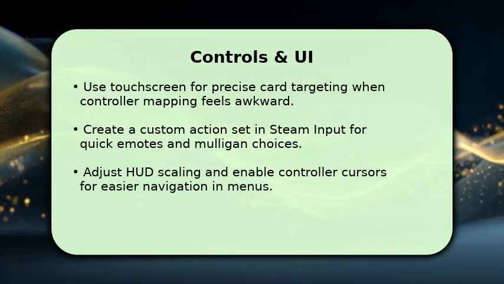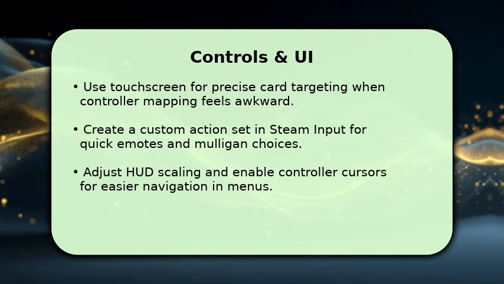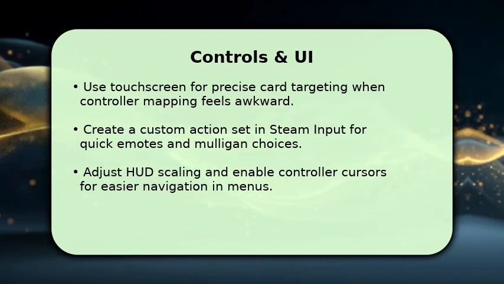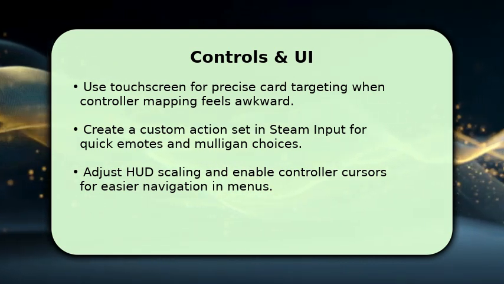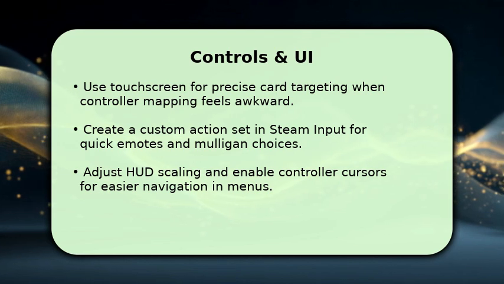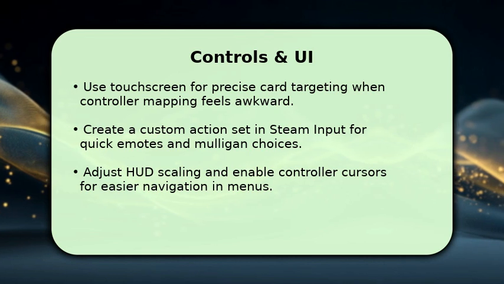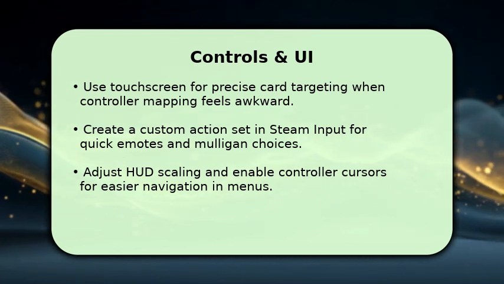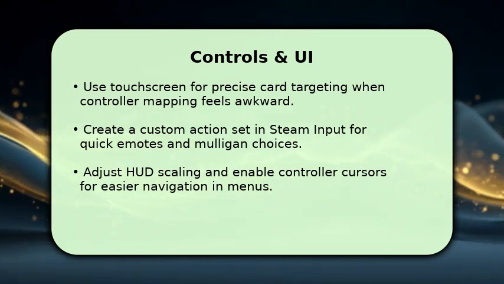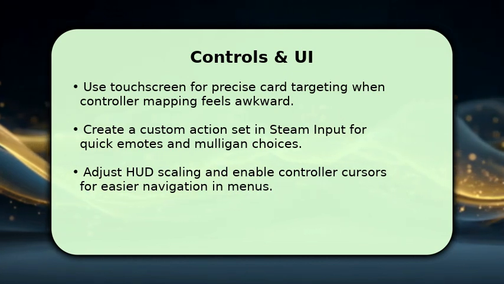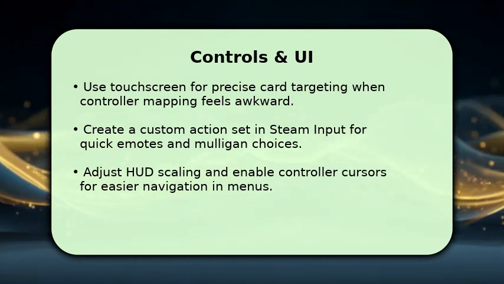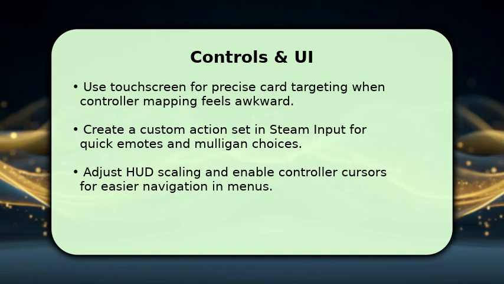Combine touchscreen input with a custom Steam input action set to handle card targeting and quick emotes. Map common actions like end turn and concede to accessible buttons to avoid accidental plays. Tweak HUD scaling and enable a controller cursor for smoother menu navigation. Practice in casual matches to refine your bindings so you can focus on strategy instead of controls.